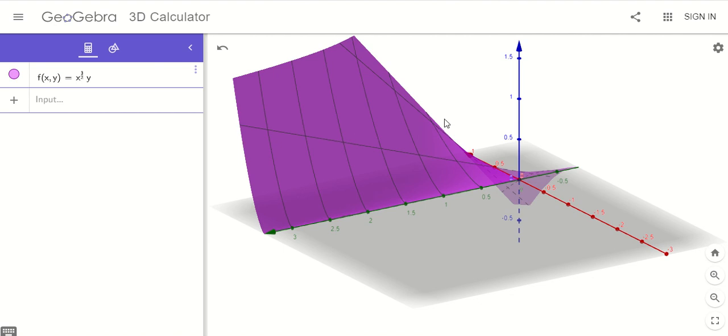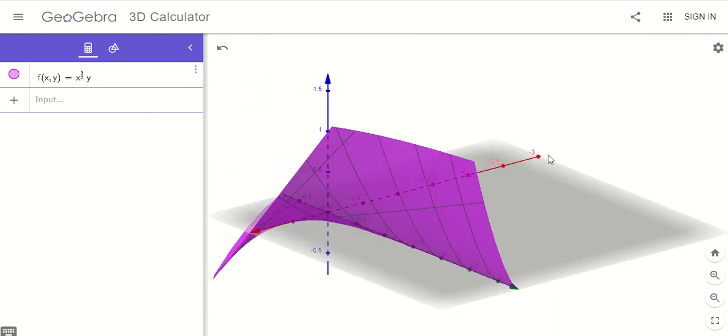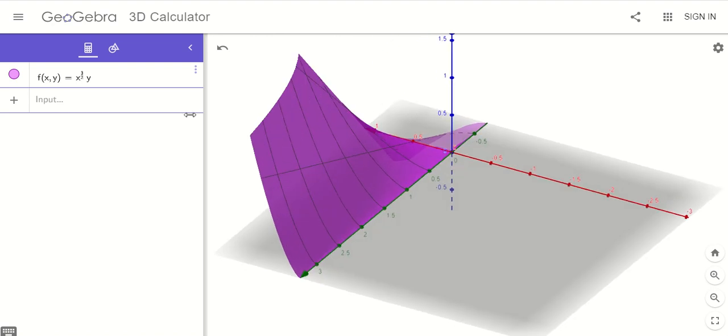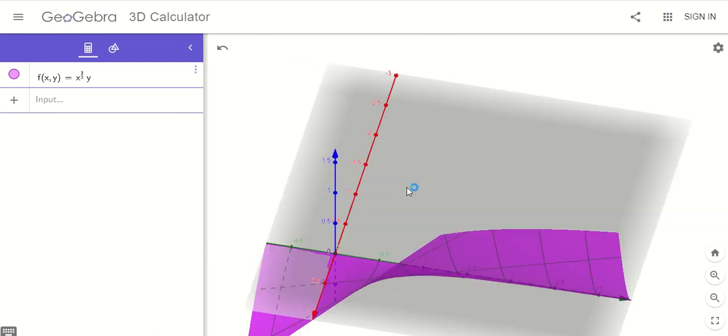Now see this picture. So look at this picture. This is a scalar field f(x,y) equal to x to the power 3/2 into y. So this is the 3D diagram of it. Okay, so if we just change the values of x and y, we can find this one.